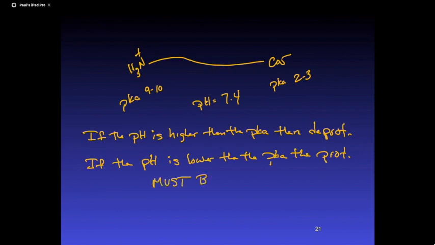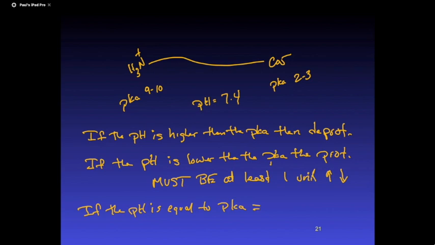It must be at least 1 unit above or below. If the pH is equal to the pKa, then what? One half of the sample is protonated and one half is deprotonated.